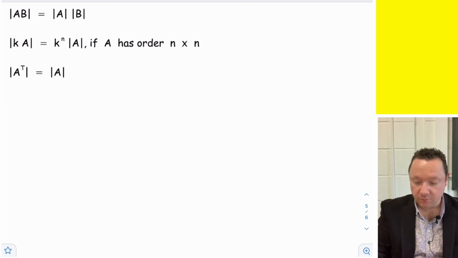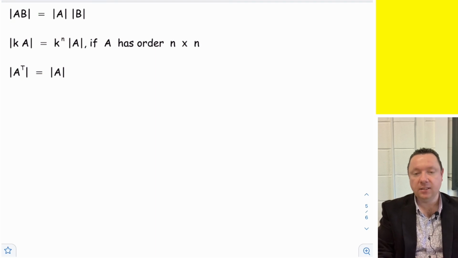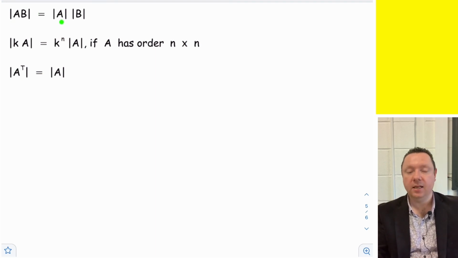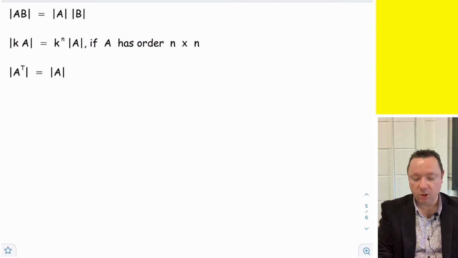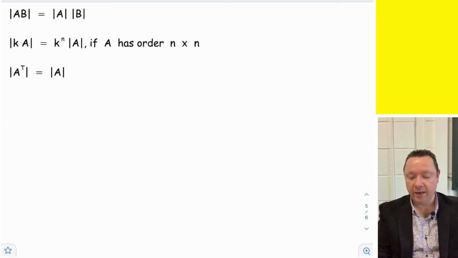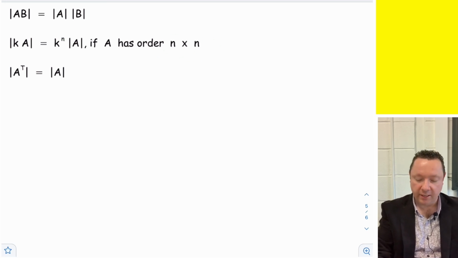So a few properties of determinants that you should be aware of. If you take the determinant of A times B, then it's the same as doing the determinant of A times the determinant of B separately. If you times your matrix by a scalar and you take the determinant of that, then it's the same as that scalar to the power of n times the determinant of A. That's assuming that A has an order of n times n. So for a 2 by 2 matrix, it would be k squared. For a 3 by 3 matrix, it would be k cubed. And the last property you should be aware of, the determinant of the transpose of A is just equal to the determinant of A. Transposing the matrix makes no difference to the determinant.